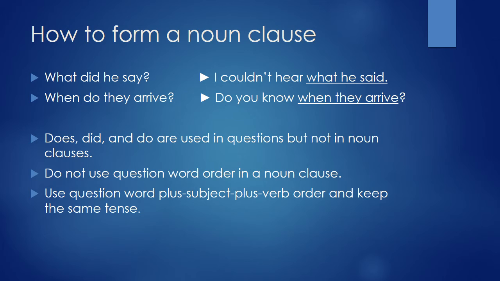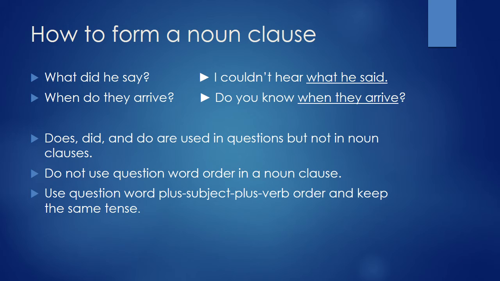"When do they arrive?" "Do you know when they arrive?" So also, I used "when" as a word to begin my noun clause, followed by the subject "they" and the main verb "arrive," which I kept in the simple present because the helping verb in the question is "do," which is simple present. So notice that does, did, and do are used in questions, but they cannot start a noun clause.